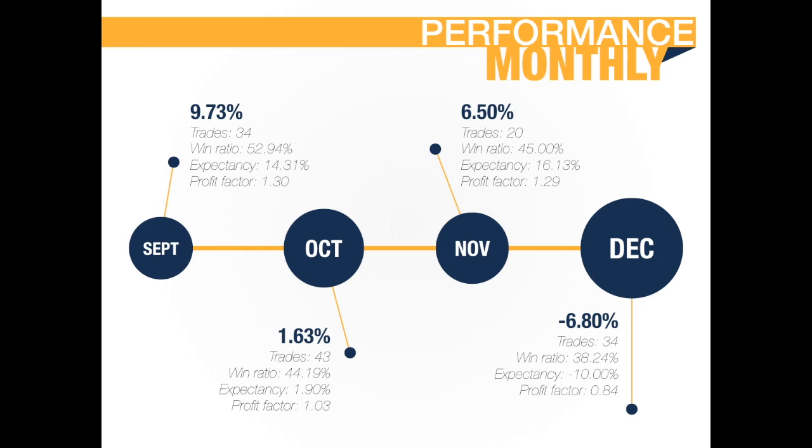And the only month that we suffered a drawdown or negative month, I would say, is really December, with a loss of 6.8%, simply taking 34 trades with a win ratio of less than 40%. So this is a breakdown based on our monthly basis.